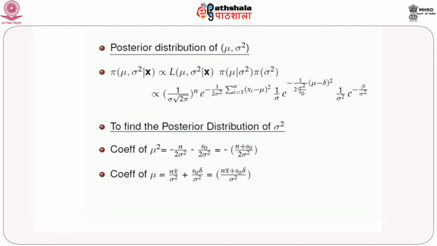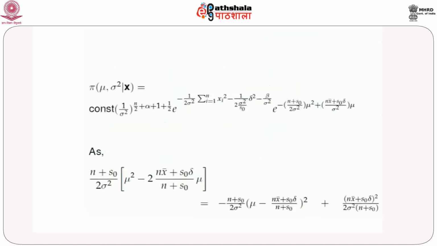From the above equation, or the above proportionality, we can see that the coefficient of mu square is given by minus (n plus S naught) by 2 sigma square, and the coefficient of mu is given by n x bar plus S naught delta over sigma square. So, with these coefficients of mu square and mu in mind, the posterior distribution of mu and sigma square given the data looks like that below.